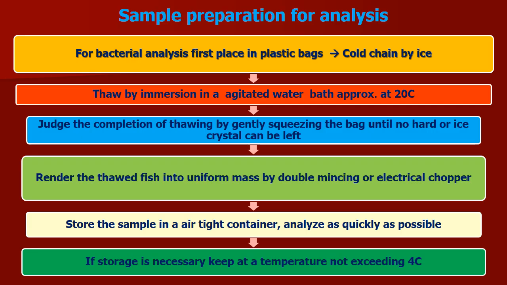So in the sample preparation for the bacterial analysis, or for counting the bacteria, different species or spoilage organisms, first we should have the sample in plastic bags which may be in a frozen condition. First it should be thawed by immersing in an agitated water bath at around 20 degrees Celsius. Then we should check whether the thawing is complete by gently squeezing the bag, until we feel there is no presence of any hard ice crystals. After that, we should break the fish muscle into a uniform mass by double mincing or by an electrical chopper, and then the sample we can store in an airtight container and it should be used for analysis as quickly as possible. Sometimes if we have to store the sample, if necessary we can keep it at around 4 degrees Celsius. So this is a brief explanation about the sample preparation for any assessment or measurement of the quality, particularly of chemical parameters.